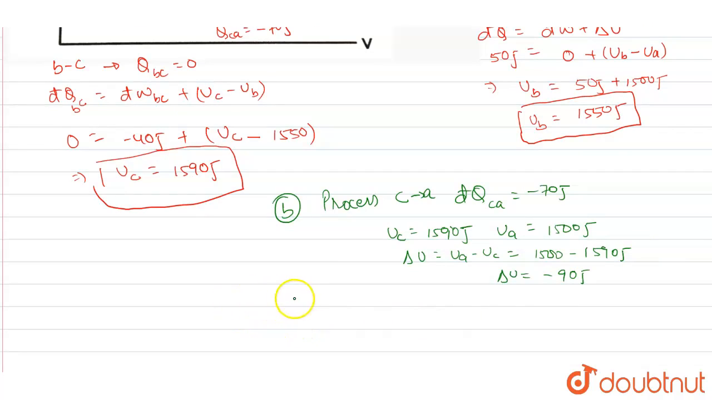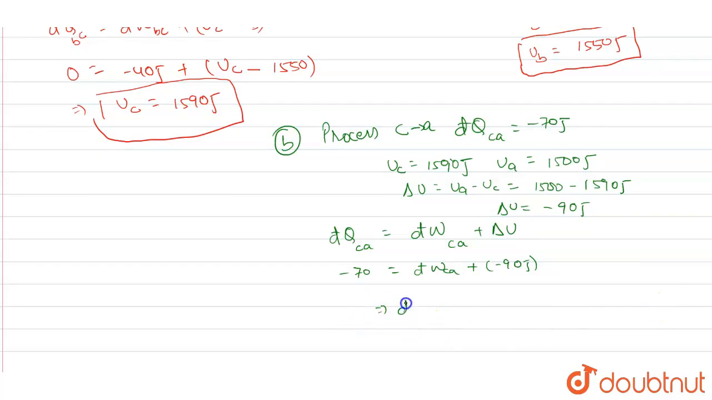Again, applying the first law of thermodynamics, the change in heat in the process C to A equals the work done in the process C to A plus change in the internal energy in the process C to A. Substituting the values, minus 70 equals the work done in the process C to A, which we have to calculate, plus change in internal energy, minus 90 joules. From here we get the work done in the process C to A as 20 joules. So this is our answer.